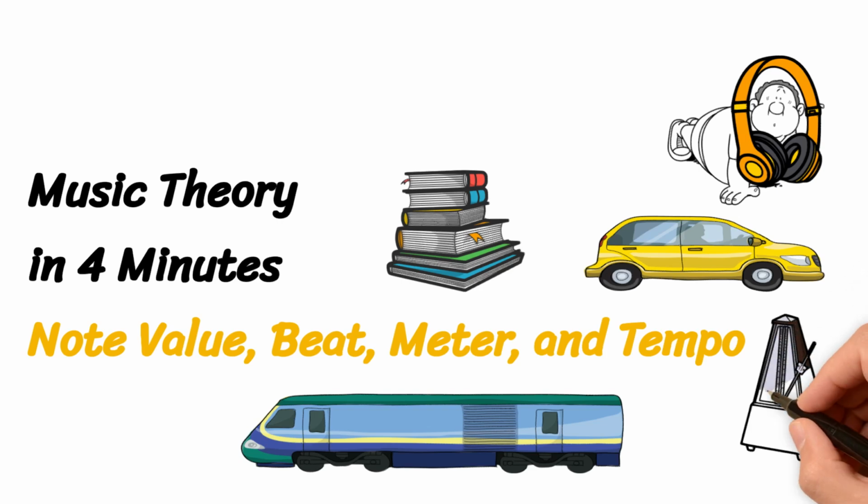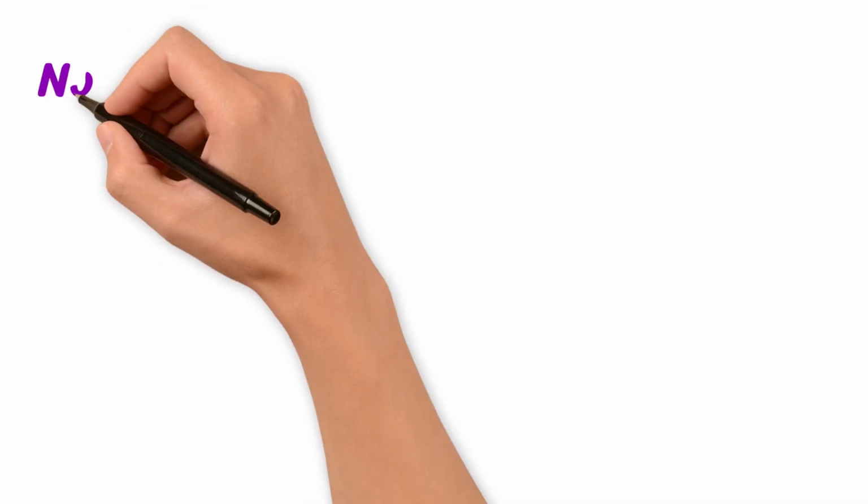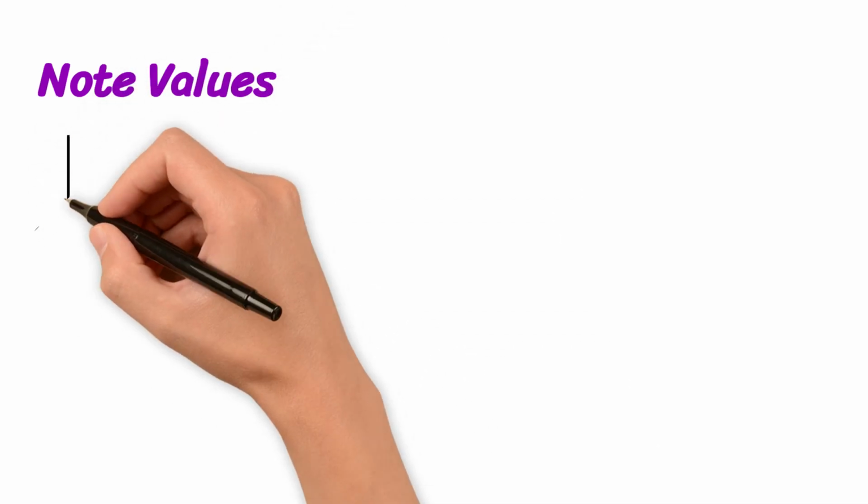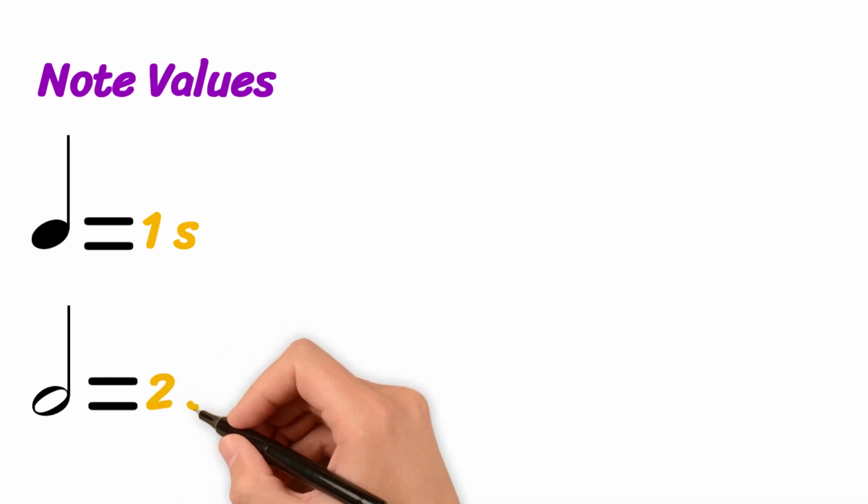In this video, we will explore how musical time is notated and described. Let's begin with note values, which indicate how long a note lasts. For example, this is a quarter note, and this is a half note. If a quarter note lasts for 1 second, a half note lasts for 2 seconds.